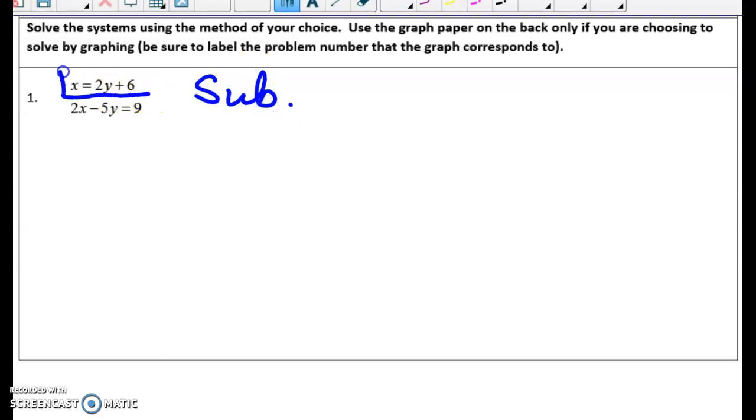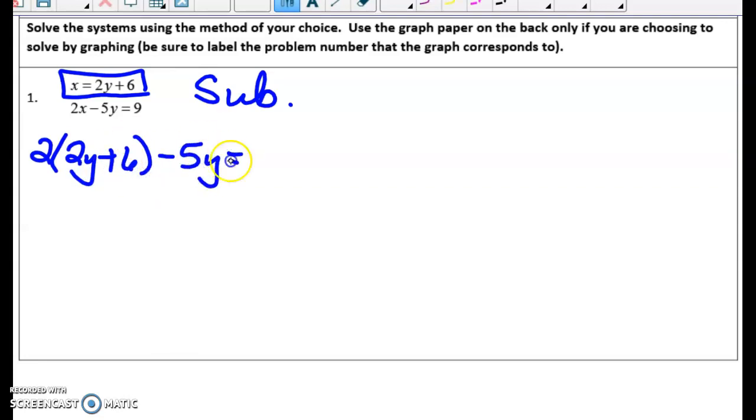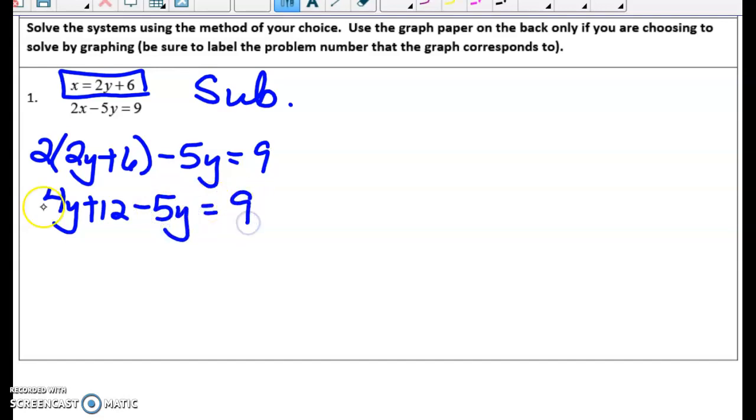This is by itself, so I'm boxing it off. I'm going in my other equation. X is identical to 2y plus 6. So I take the x out and I put a 2y plus 6. I'm going to distribute. I'm going to combine like terms.